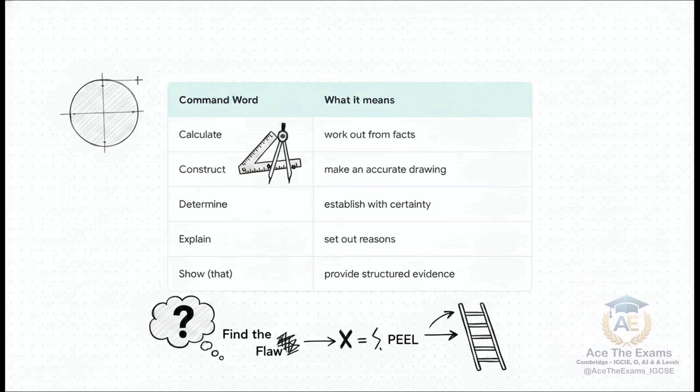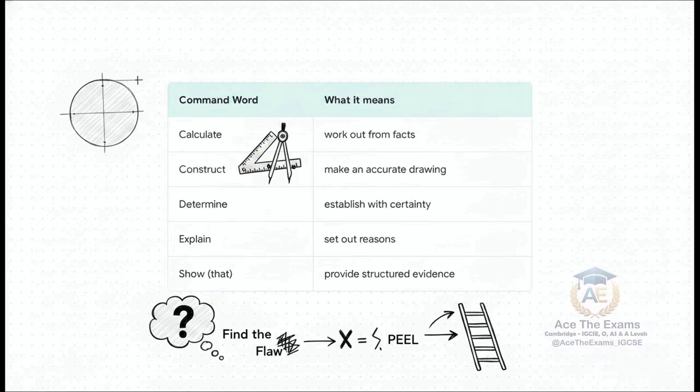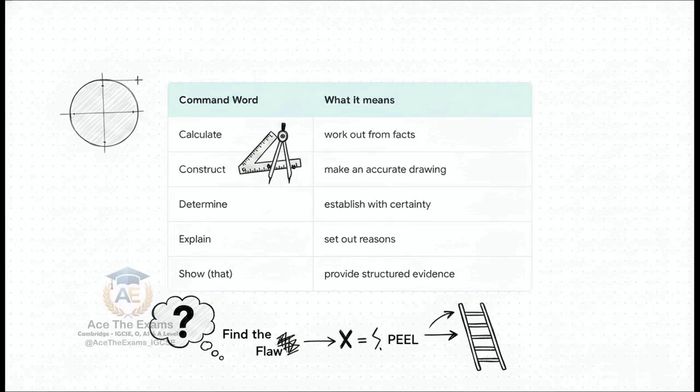Now let's do challenge 2 of our workshop, find the flaw. Listen to this flawed mathematical response from Sam. The question asked Sam to show that x equals 5. Sam wrote x equals 5 because 10 divided by 2 is 5. Where is the flaw? The flaw is that Sam completely ignored the command word definition.